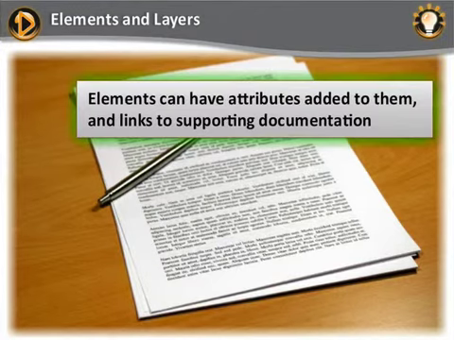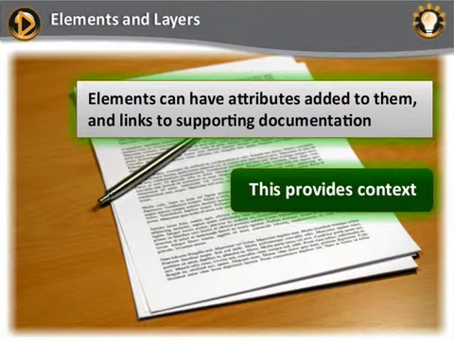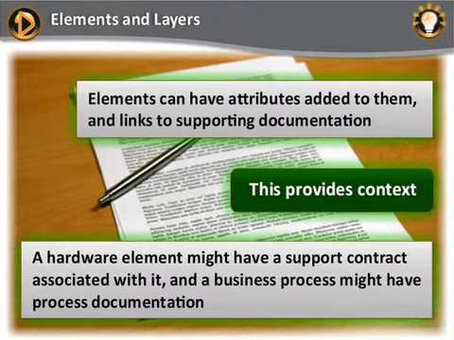Each element on a bit diagram can have attributes added to it, and can also be linked to supporting documentation. This provides context. For example, a hardware element type might have a support contract associated with it. A business process might have a formal document outlining the process steps, roles and responsibilities, and levels of authority.